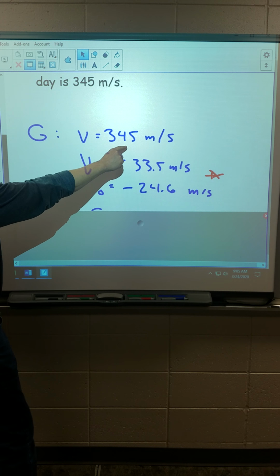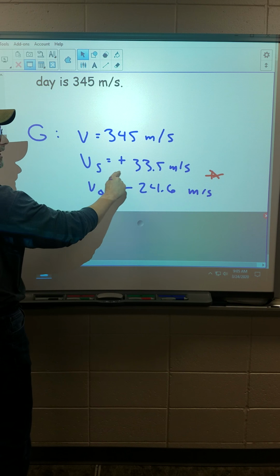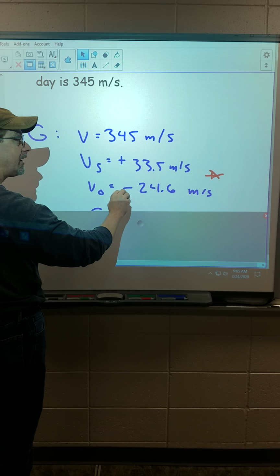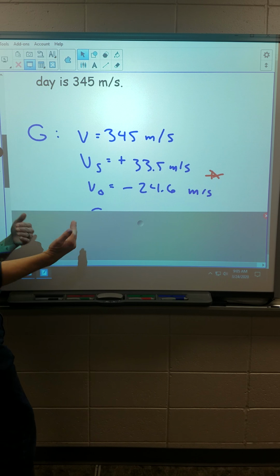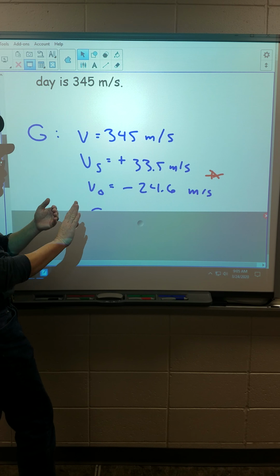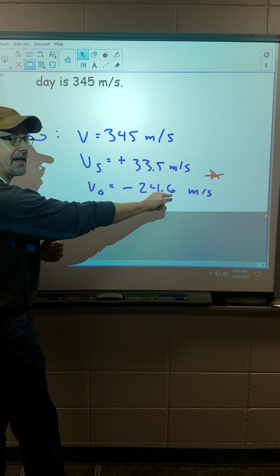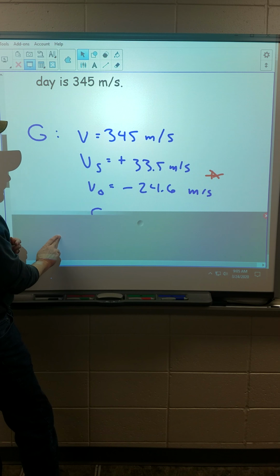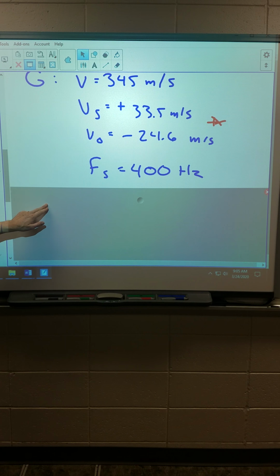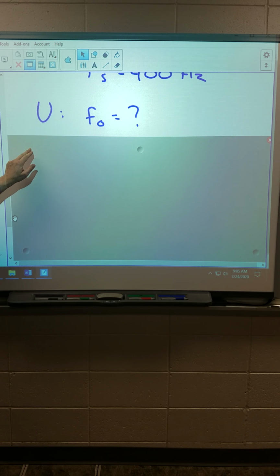The velocity of the sound in air is 345. The velocity of the source is 33.5 meters per second. The velocity of the observer is a negative 24.6. The source is approaching the observer. That's why we assign that a positive value. The observer is trying to get away from the source of sound, so we're going to give that a negative 24.6. The frequency that the ambulance is emitting is 400 hertz. So what is the frequency that is observed?